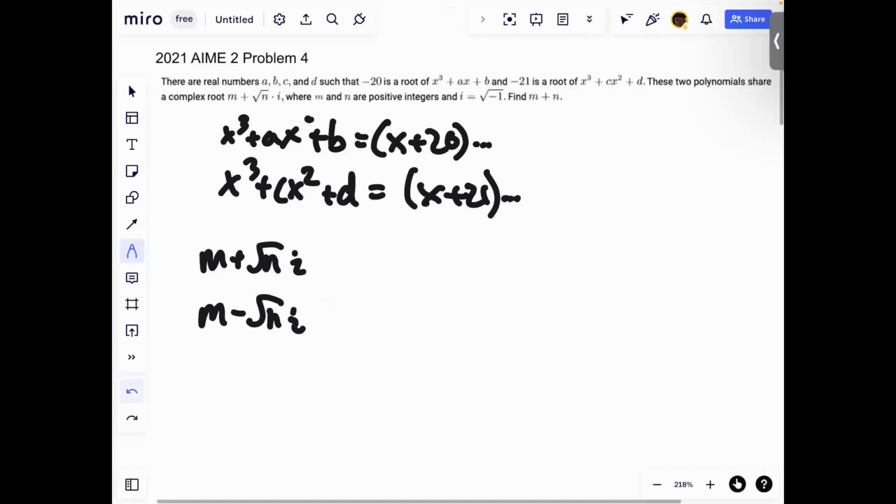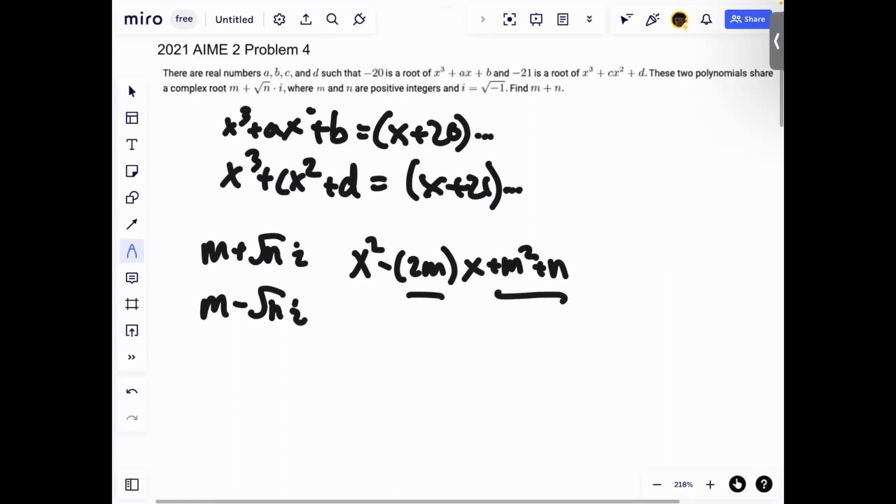Okay, so the quadratic with roots m plus root n i and m minus root n i would be x squared minus 2mx plus m squared plus n. The coefficient here should be the sum of the roots, and the coefficient here should be the product of the roots. And then after that, we can plug that in here.